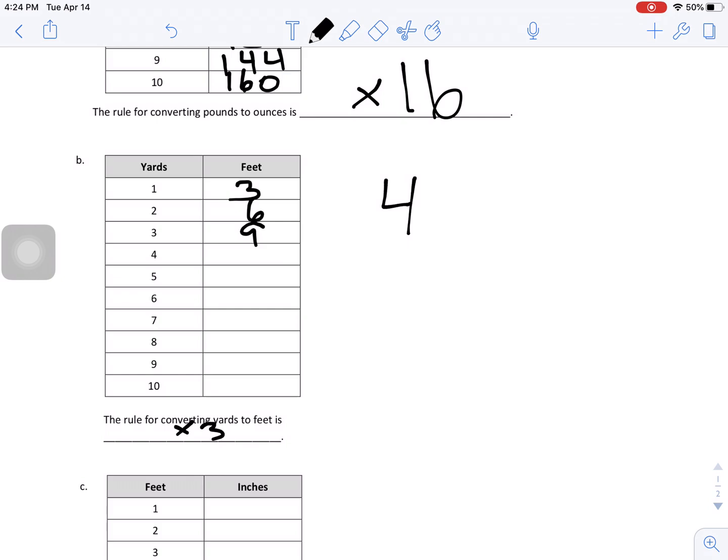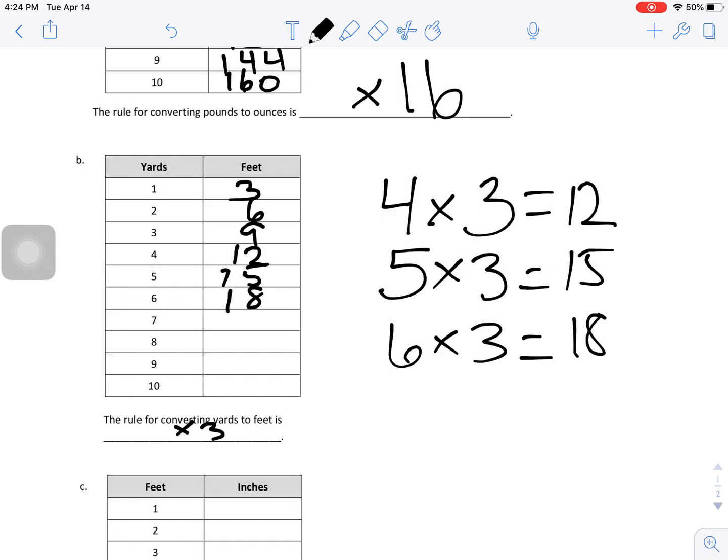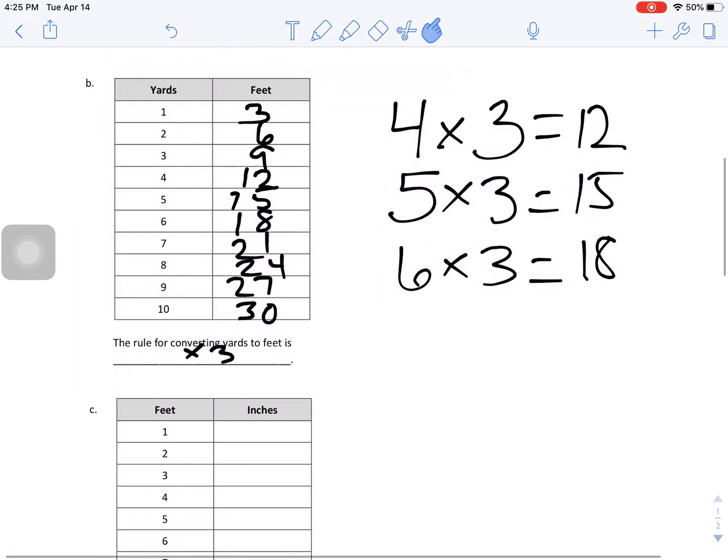So if I have 4 yards of 3 feet, that would be 12. And then 5 yards of 3 feet would be 15. 6 yards of 3 feet would be 18. And I could keep going and counting. I did this before so we could make the video go a little faster. And so the rule for converting yards to feet is timesing by 3 because there are 3 feet in every yard.